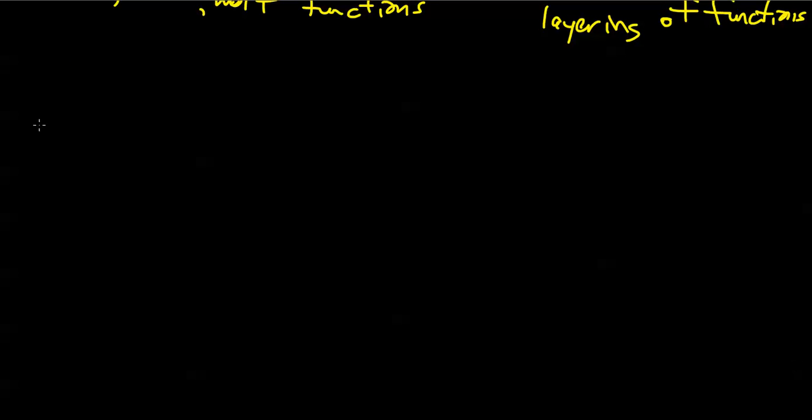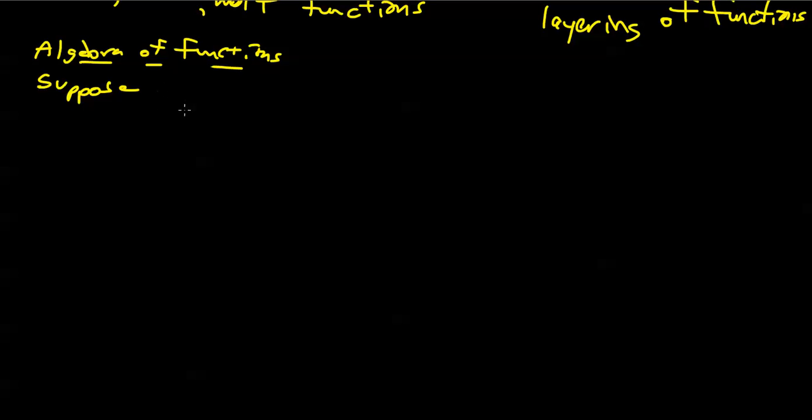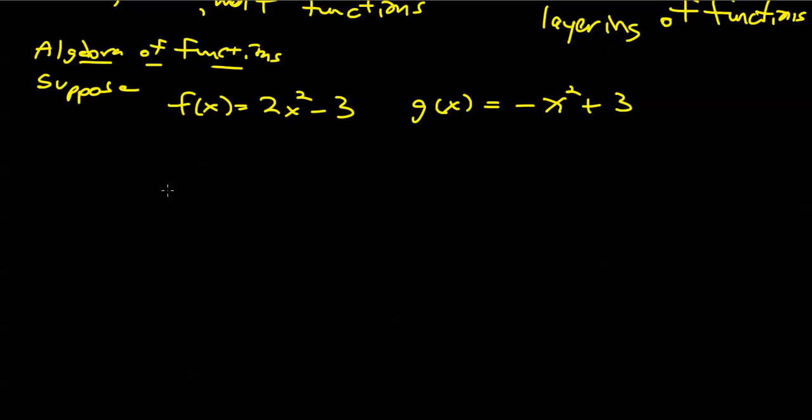First, we're going to talk about algebra of functions. Basically, we're going to add, subtract, and multiply functions. Suppose I give you two functions. f of x is a function of x, specified by this formula, 2x squared minus 3. And let's say g of x is negative x squared plus 3.